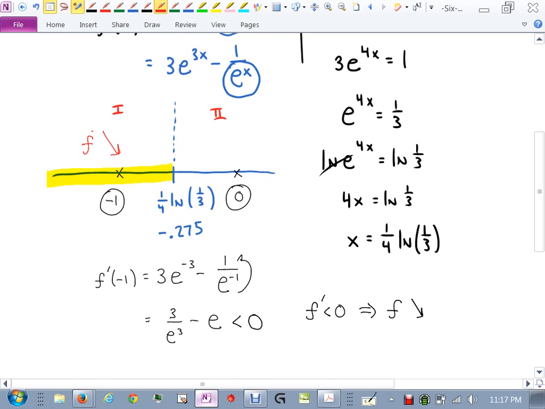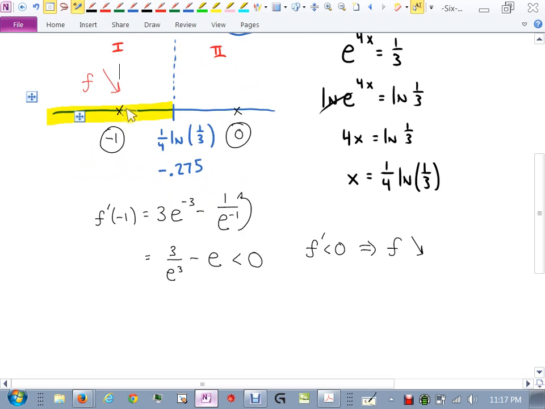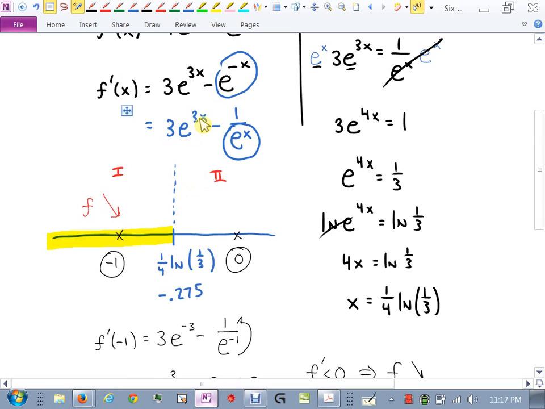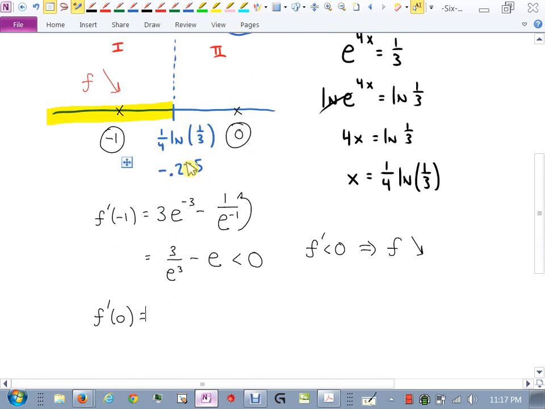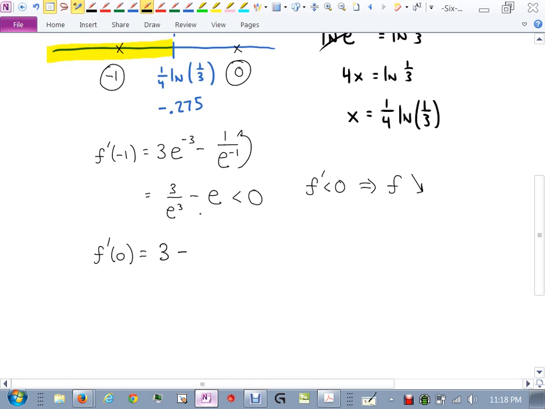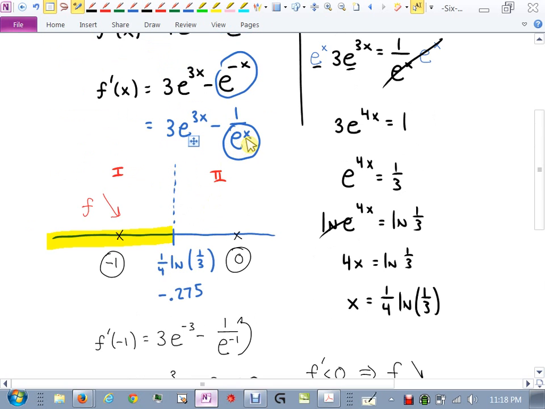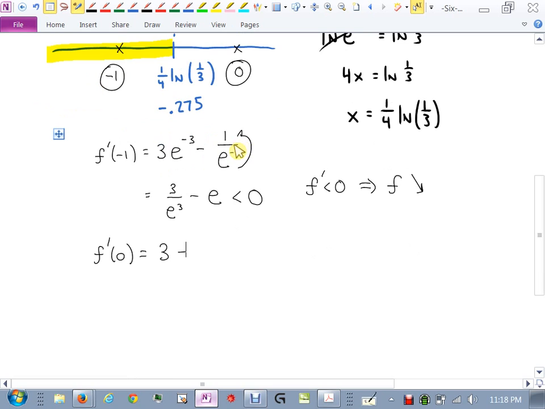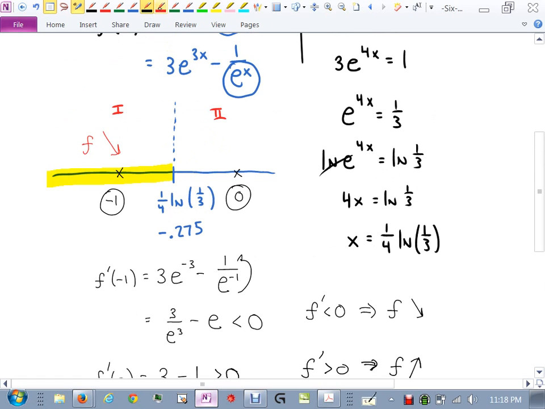And then I can plug 0 into the derivative. Up here, this will be e to the 0. E to the 0 is 1, so I just get a 3, minus 1 over e to the 0. E to the 0 we already said was 1, so that's just 3 minus 1. That's 2, a positive number. The derivative is positive. That means our original function is going up over here, increasing. So back up here, my function is increasing over here.